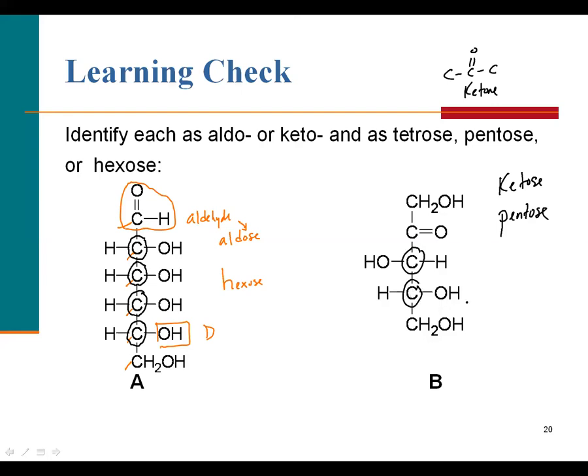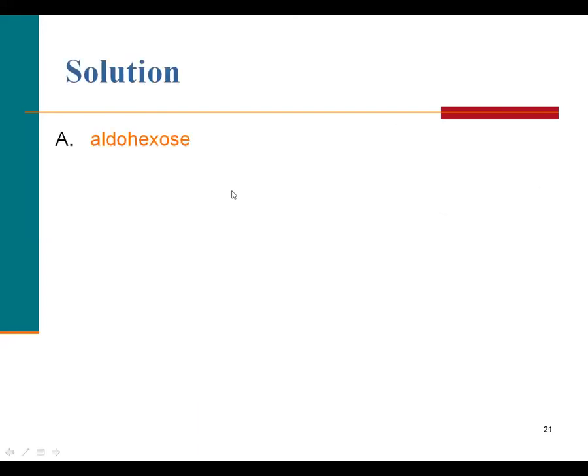And again, in this case, the OH group is on the right-hand side. So that would be your D. Any question on how to identify these guys here? Okay. And hopefully they agree.